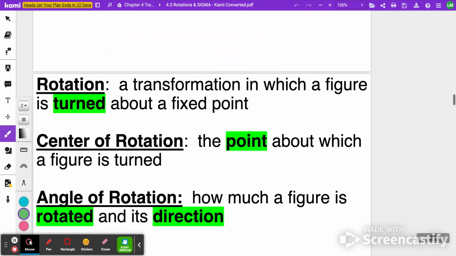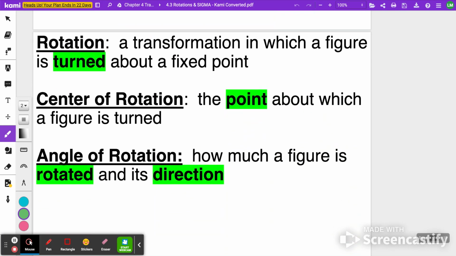The first thing we're going to talk about are three vocabulary terms. First off, a rotation is a transformation in which a figure is turned about a fixed point. The center of a rotation is the point the figure is being turned around. And then the angle of rotation is how much a figure is rotated and its direction. So we'll talk about clockwise versus counterclockwise, and we'll also discuss our main degrees of rotation being 90, 180, and 270. Take time now to pause the video to make sure you've gotten your definitions filled in. And when you're ready to go on, let's click play.